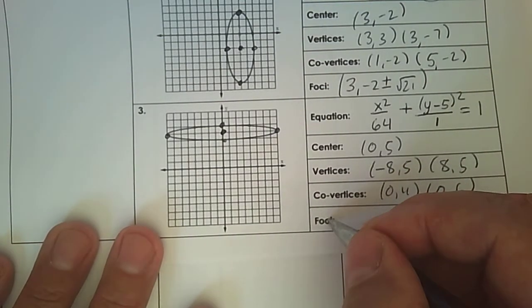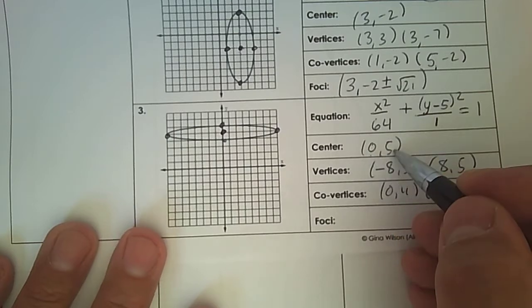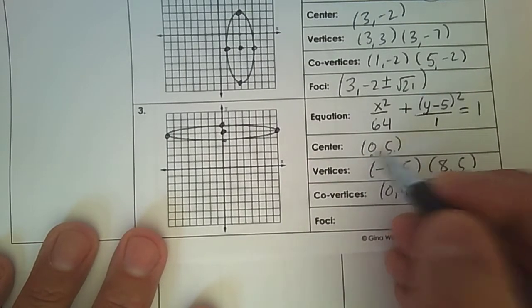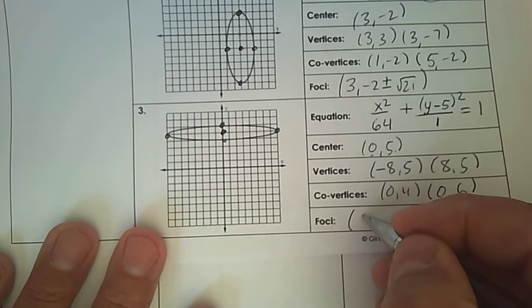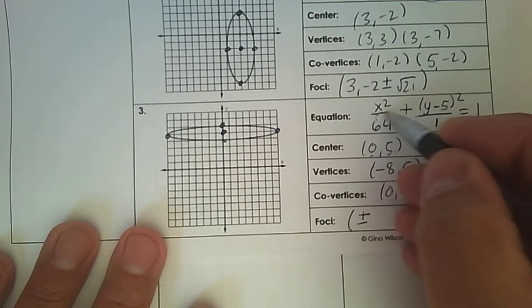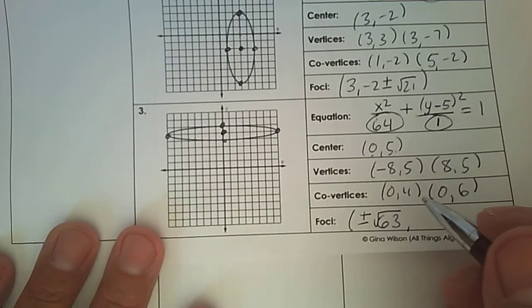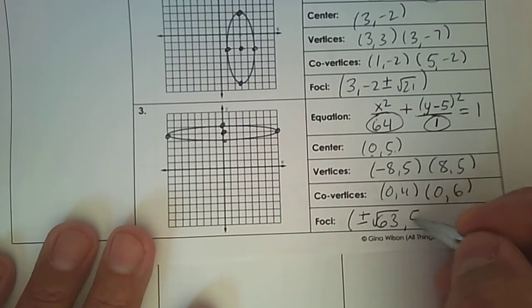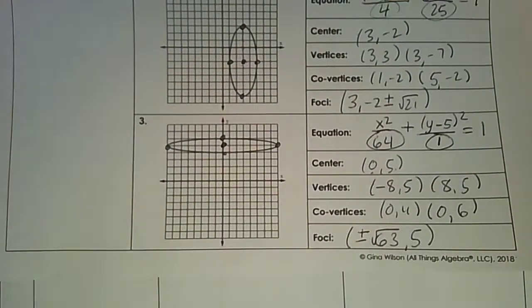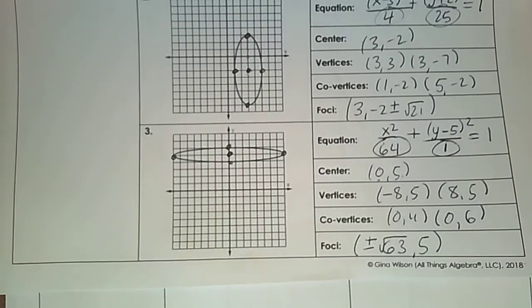To find the foci, is it going to affect the h or the k when it's horizontal? So it's the h. Now I don't need the 0 there, so it's just plus or minus, and you subtract the denominators, which is the square root of 63, and then the y-coordinate for the center, which is 5. All right, turn the page.